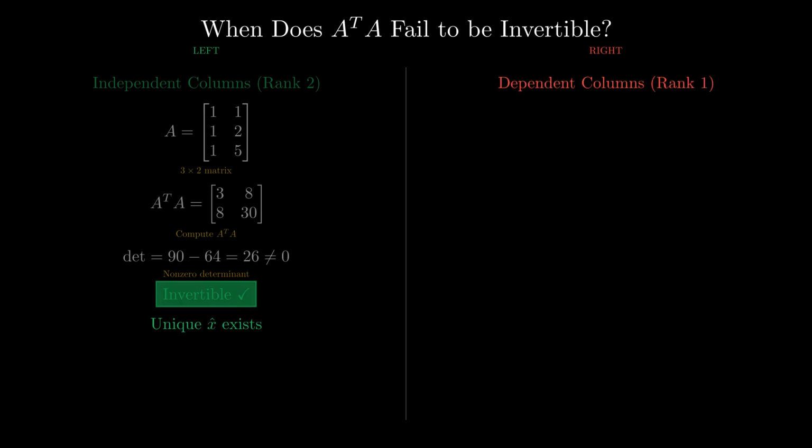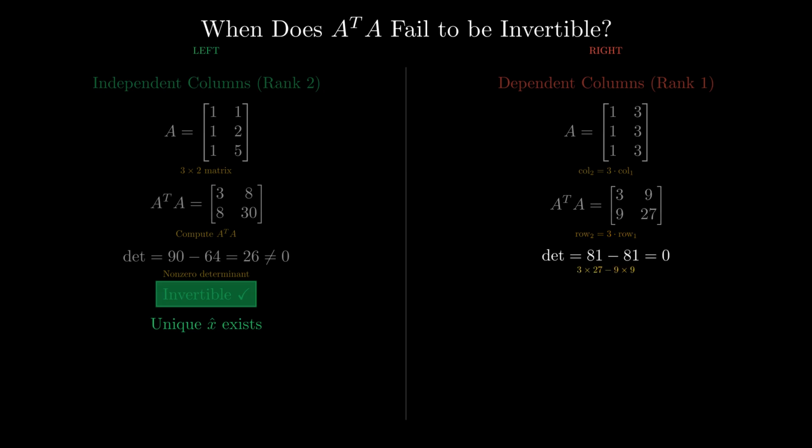Now on the right, consider the dependent columns case with rank 1. Take A to be the matrix where every row equals 1, 3. That means column 2 is 3 times column 1. The columns are dependent. Now compute A transpose A. We get the matrix 3, 9, 9, 27. Notice that row 2 is 3 times row 1. The dependency carries over. The determinant is 3 times 27 minus 9 times 9, which equals 81 minus 81, which is 0. So A transpose A is singular. The normal equations have no unique solution.